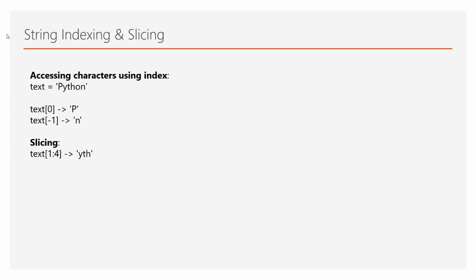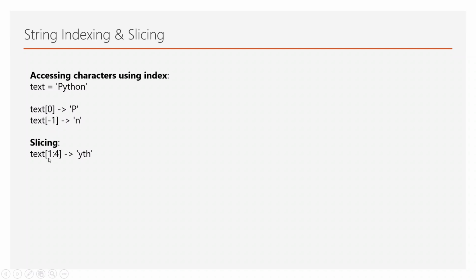Next, string indexing and slicing. Strings are indexed, meaning each character has a position. We can also use slicing to extract parts of a string. Here we have a string called Python. P is at position number 0, Y is at position number 1, and so on. When I write text 0, the output is P because that is at position number 0. Now text minus 1. Minus 1 counts from right to left. So N is at position number minus 1, O is at position number minus 2 and so on. So text minus 1 shows N as the output.